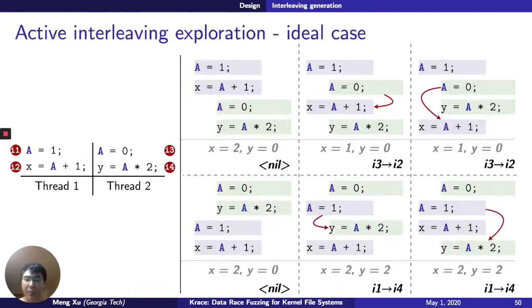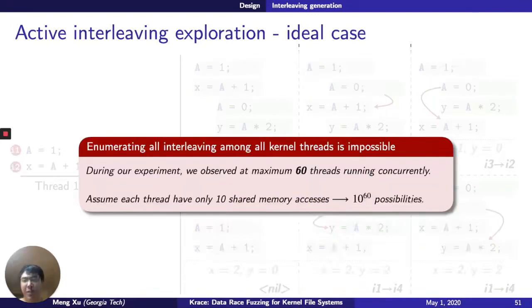Well, the ideal case is, let's permute everything. Let's permute each instruction in every thread. By doing that, we're guaranteed to enumerate everything we have in a bitmap. That is certainly an ideal case, with the exception that if you're going to enumerate all the interleavings among all the kernel threads, that is almost impossible.